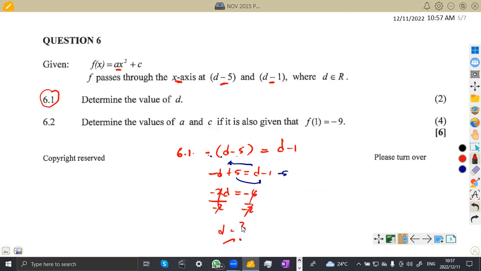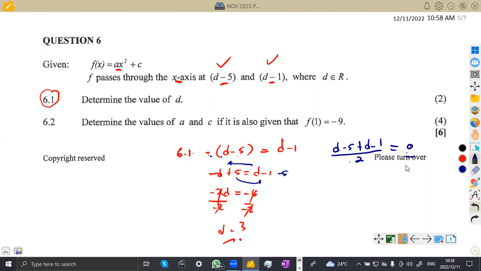There are many ways you can use to solve this one. Or you can use the average concept, that the average of these solutions should be equal to 0. That is, if we add the values of x together, they must give us 0. So that's the average part. We could have solved this as d minus 5 plus d minus 1. The average of this must give us a 0.